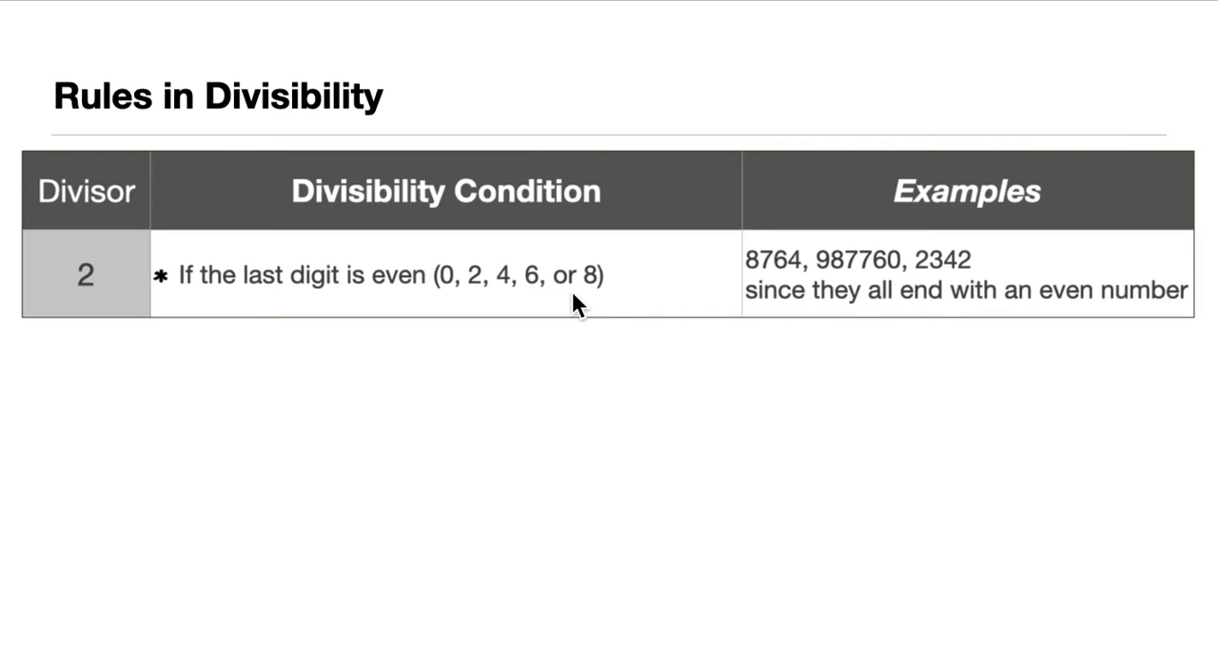That's the main reason why they're called even numbers, because they are divisible by 2. Examples: 8764. We don't need to look at the tens place, the hundreds place, or the thousands place. Just look at the ones digit. It's 4, so it's divisible by 2. We have 987,760. Just look at the last digit. It's 0, that's even, therefore it's divisible by 2. We have 2,342. The last digit is 2, still even, so they are all divisible by 2.